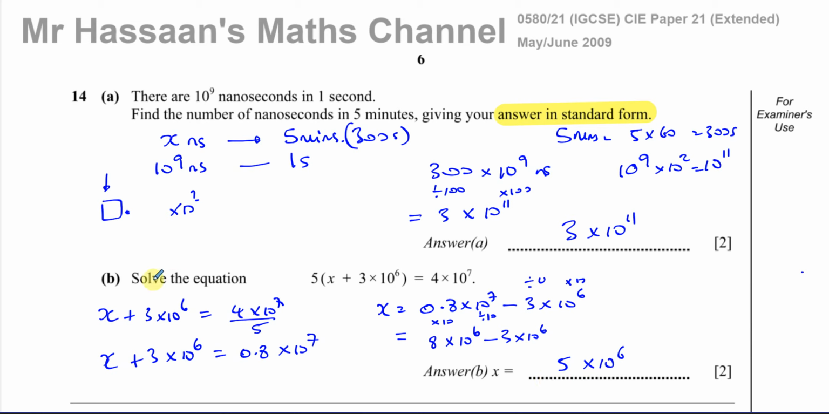Now, the question doesn't actually say give your answer in standard form. So I could write my answer as 5 million, even in words if you want, or as 5 and then million. I could write it like this. It doesn't really state it, but as the question has standard form in its format, I put the answer with standard form in its format as well, and that's fine.